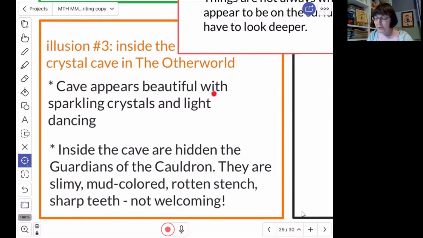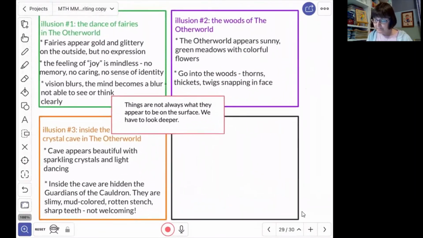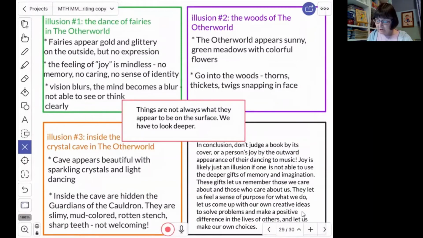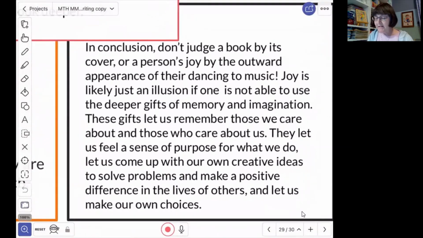It appeared beautiful with sparkling crystals and light dancing. But looking deeper inside the cave are hidden the guardians of the cauldron. They are slimy, mud-colored, a rotten stench, sharp teeth, not welcoming, not friendly. And then for a conclusion, this is where I'm really getting into the theme.